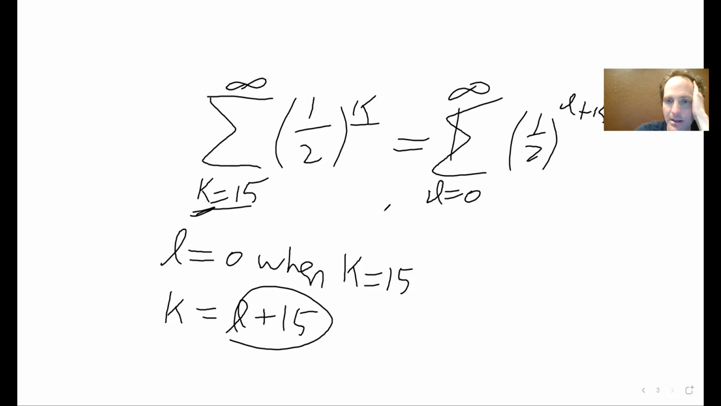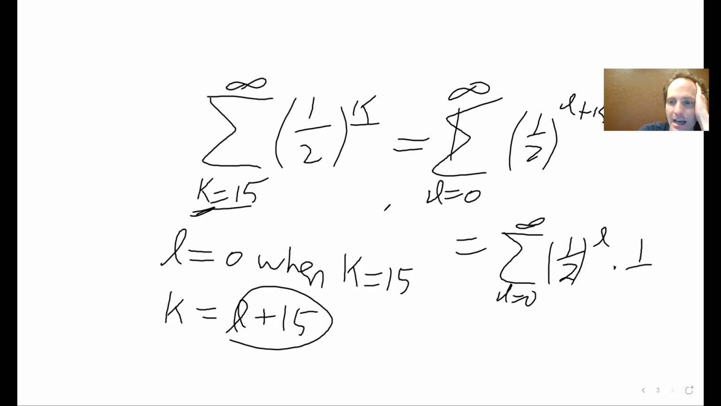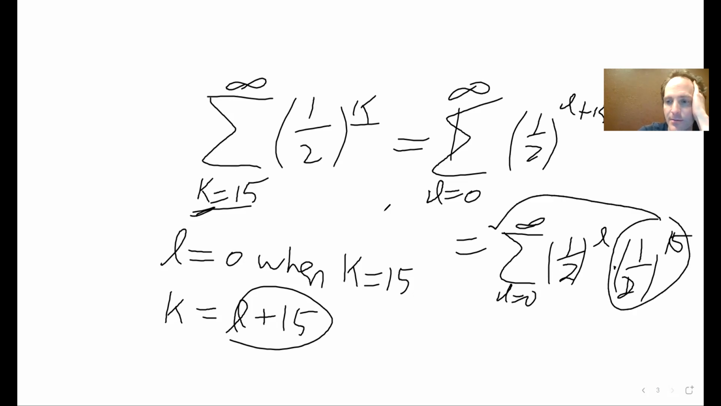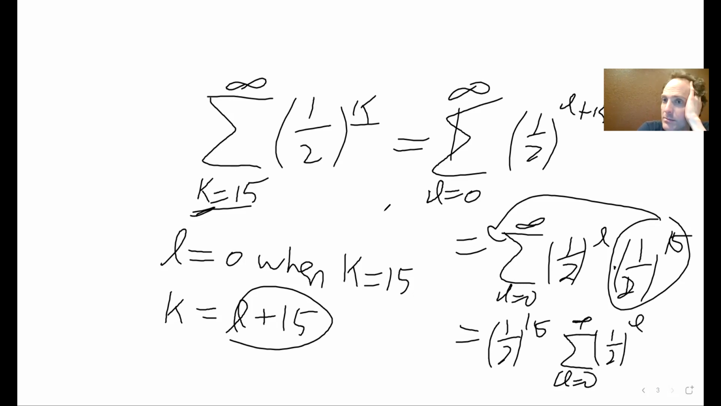And now you look at this and you say, okay, what that really means is this is the infinite sum from 0 to infinity of 1/2 to the L times 1/2 to the 15th. This 1/2 to the 15th is a constant. I can pull it in front of my sum. And now I just evaluate the sum like I would the infinite sum from 0 to infinity. So I get 1/2 to the 15th, and the sum L equals 0 to infinity of 1/2 to the L. So this is just 2, right? So this last term here just goes to 2.